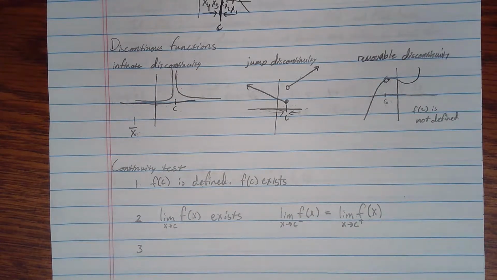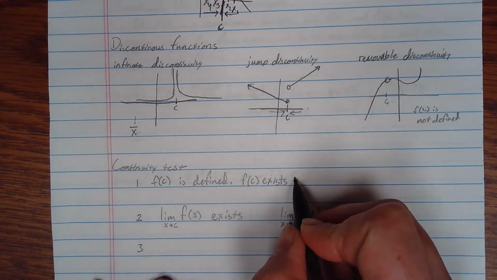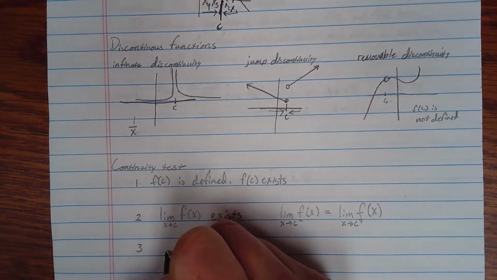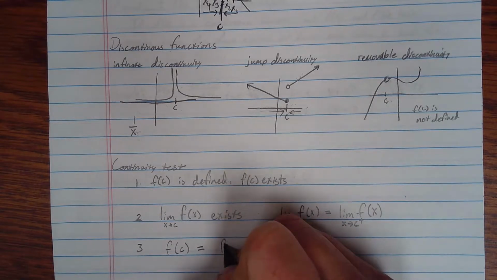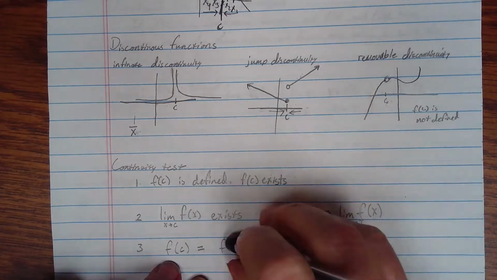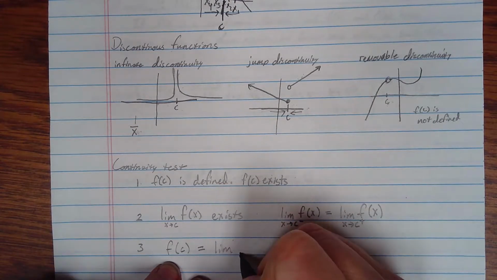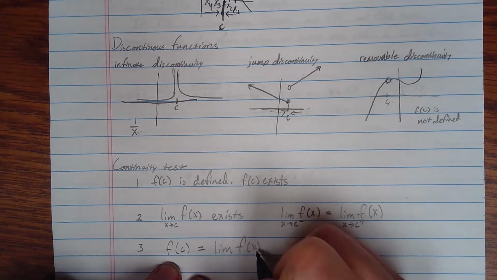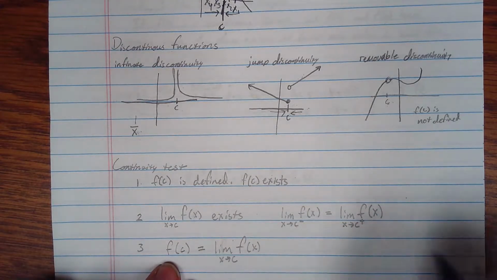All right, the third test. The value that f of x approaches. So this one exists and this one exists. Then I need f of c to equal the limit of f of x as x approaches c. They must be the same.